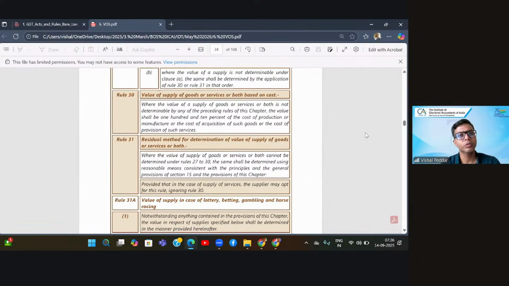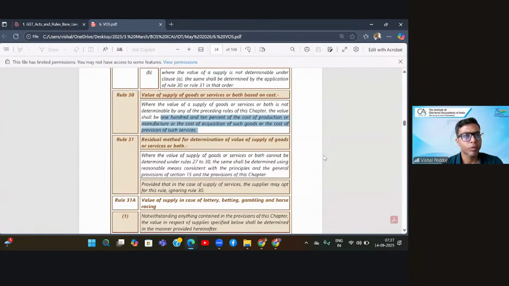Now, if you observe, rule 30 is a costing based rule. Why? Because what has rule 30 said? First, it says that where the value of supply of goods or services cannot be determined by the above rules, that is from 27 to 29, the value will be taken as 110% of cost of production or manufacture. This is for goods. And if it is service, cost of acquisition of such goods, or where it is service, it is cost of providing the service. Now, let me first give you the background.